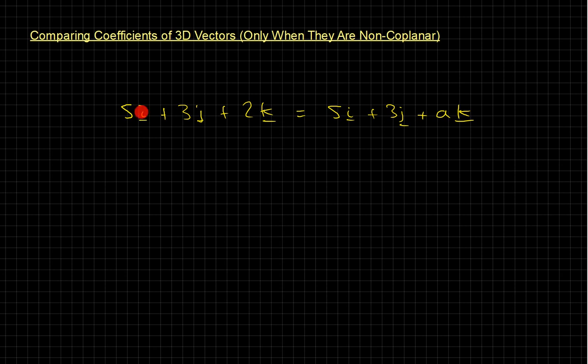Like what if the i's and j's could combine to make some multiple of k? So the only reason they can't is because of a fact that we know about i, j and k, which is that they are non-coplanar. So what this effectively means is that they don't all lie in the same plane.